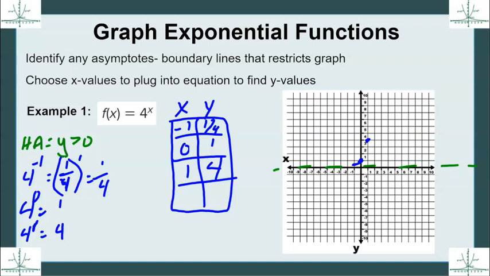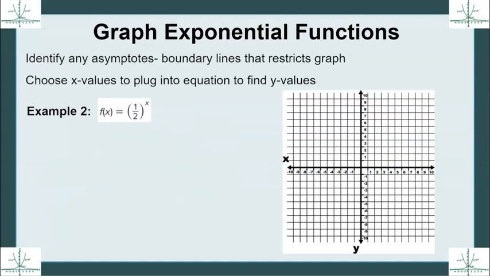Now if I want to make these a different color so we can see our points a little bit better, I'll use a blue line so it goes close to the x-axis but doesn't touch it or cross it, and then it jumps up rapidly here. So that is an example of an exponential growth. Again, I knew it's a growth because our base is bigger than 1.